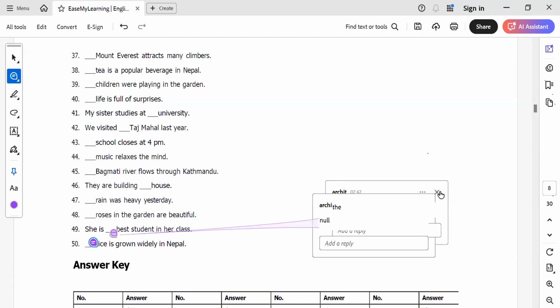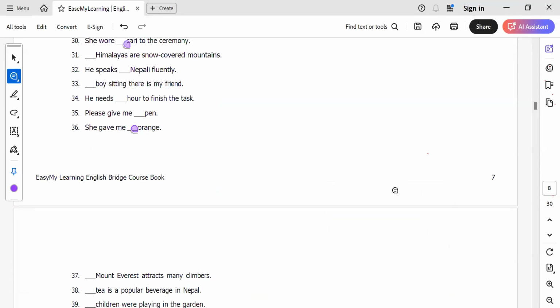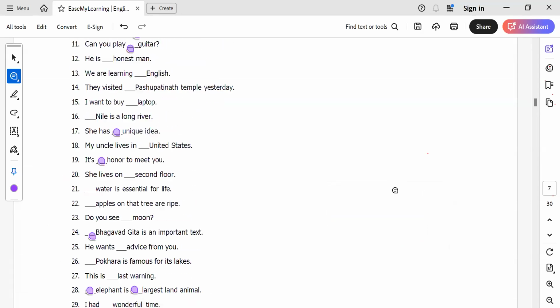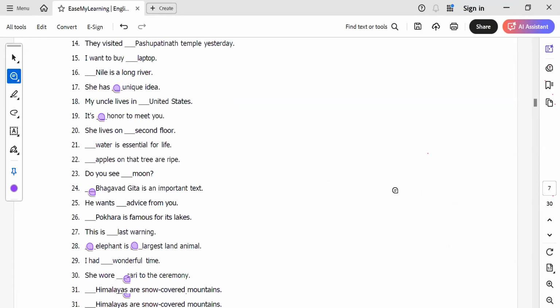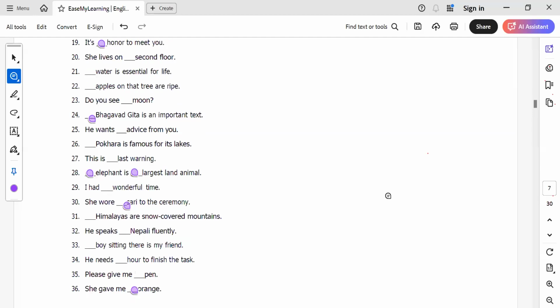So now we are going to the last question. Let's see which question we select. So let's select question number 29. I had dash wonderful time. Samrat needs to give the question number as well. Manoj had given the question number as well as the answer. What is the correct answer?